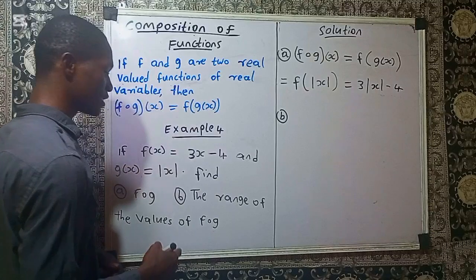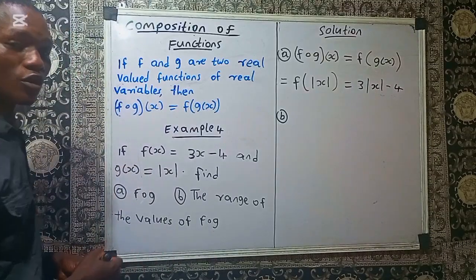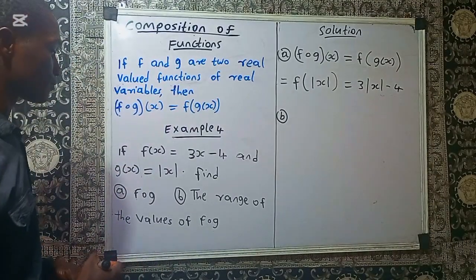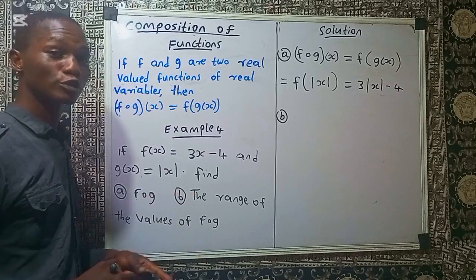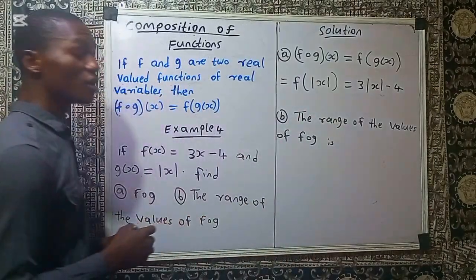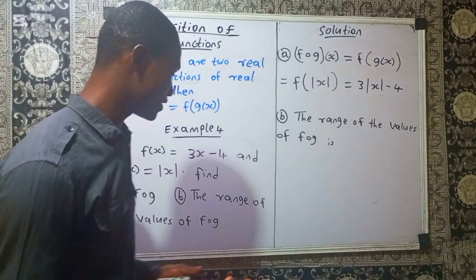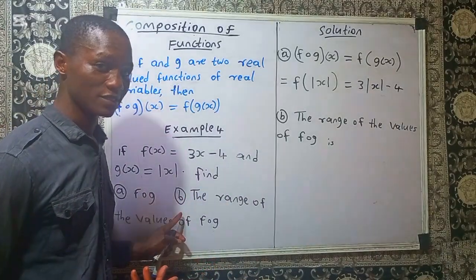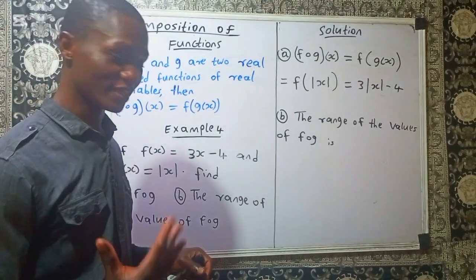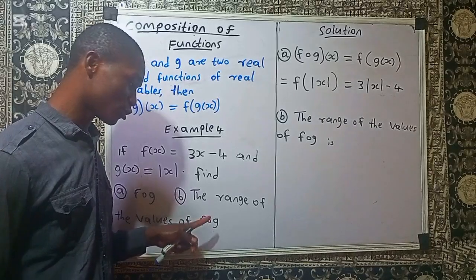So we now do the second one. They ask us to find the range of values of this f composition g. Assuming in your exam that what they ask you to find is this second one, that's just simply find the range of values of f composition g.